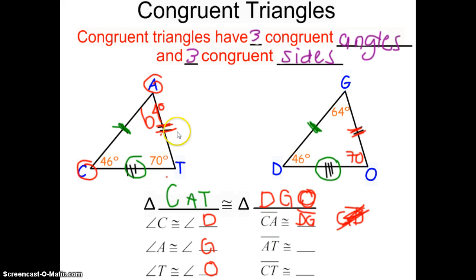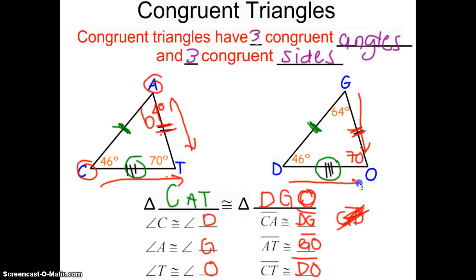So side AT would be congruent to line GO. CT is congruent to line DO. Again, be careful. Here we started with C and we went towards T. We started at this angle 46 and we went towards our 70 degree angle. So we had to do the same on this side.